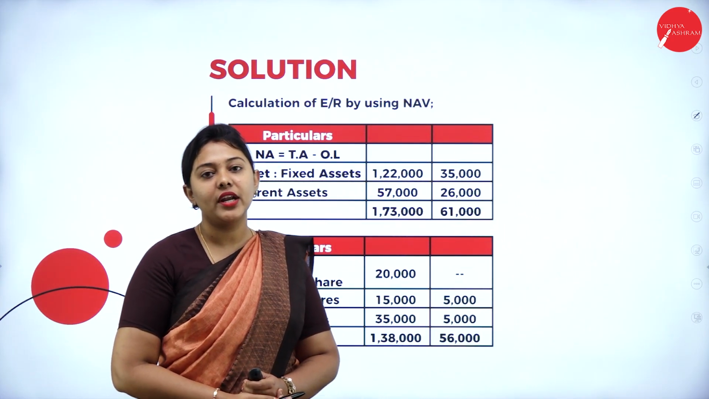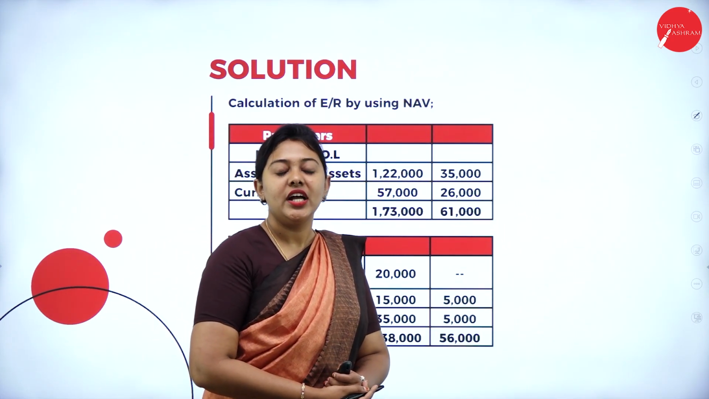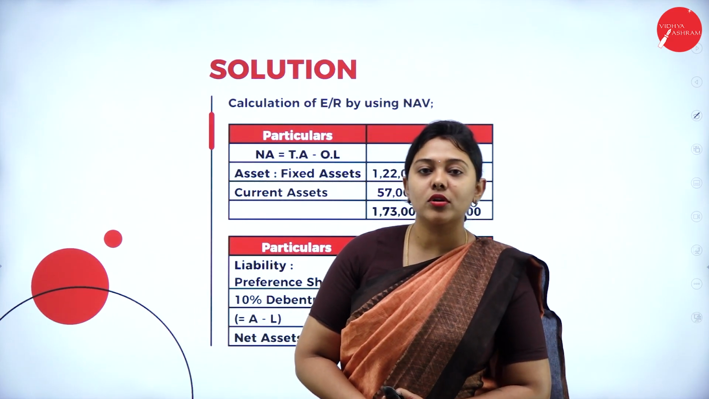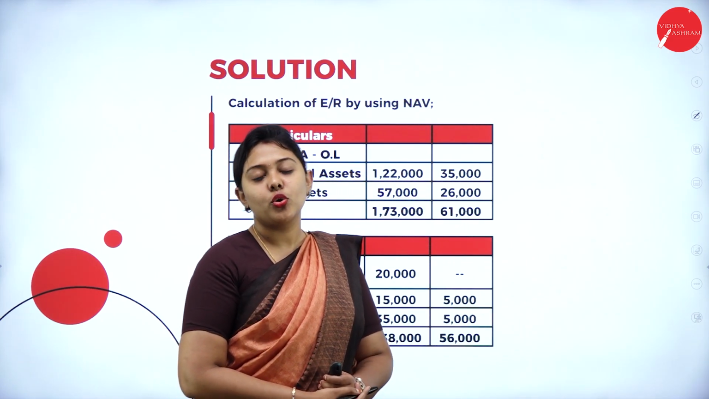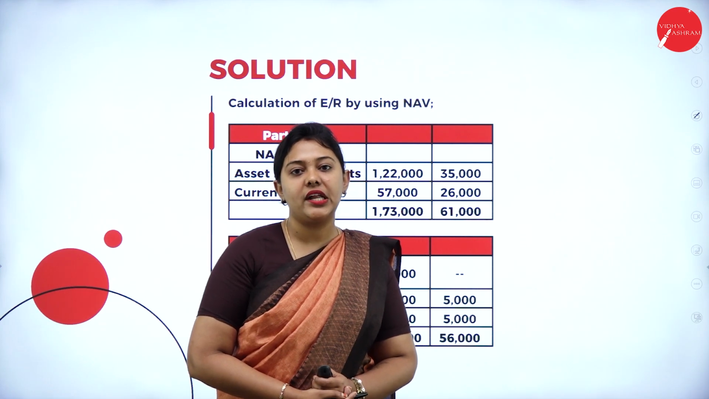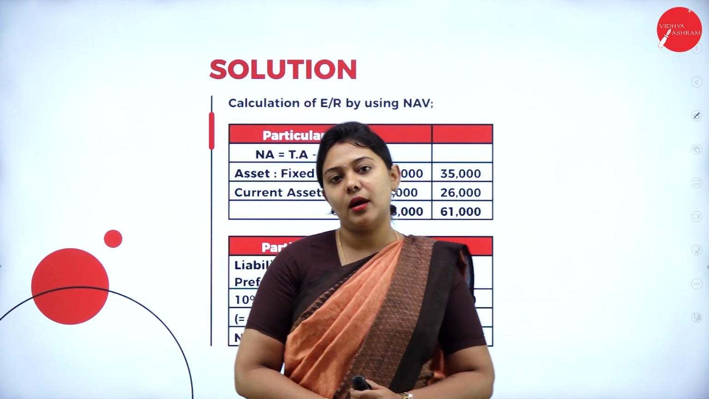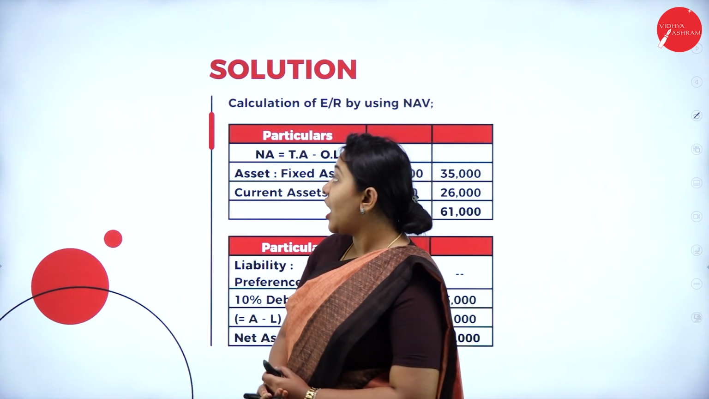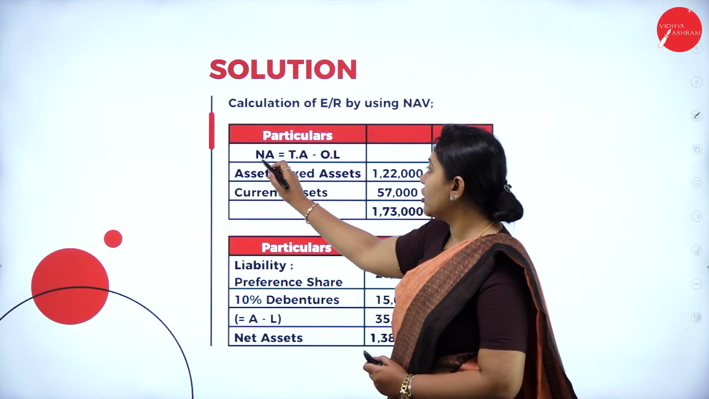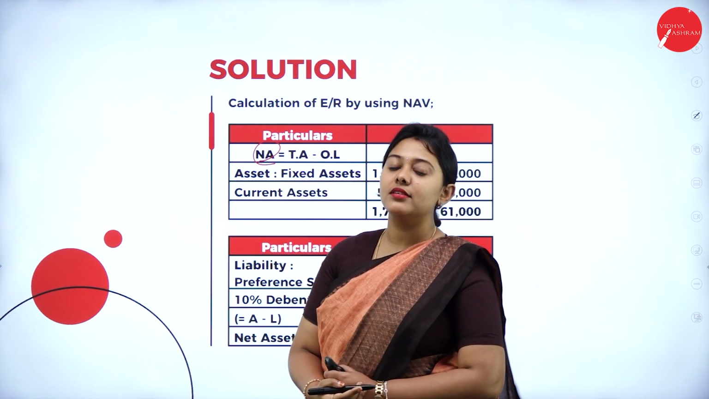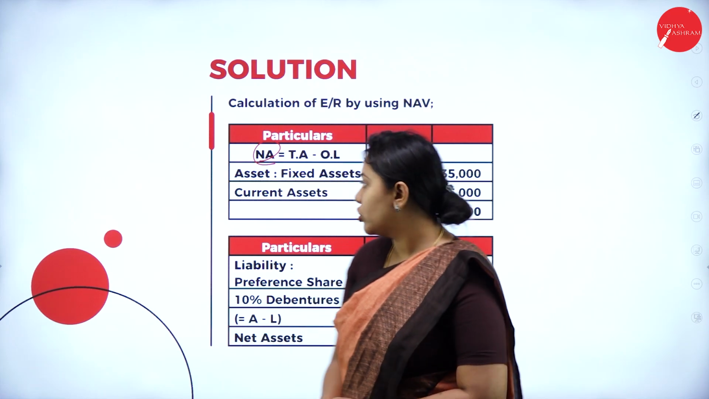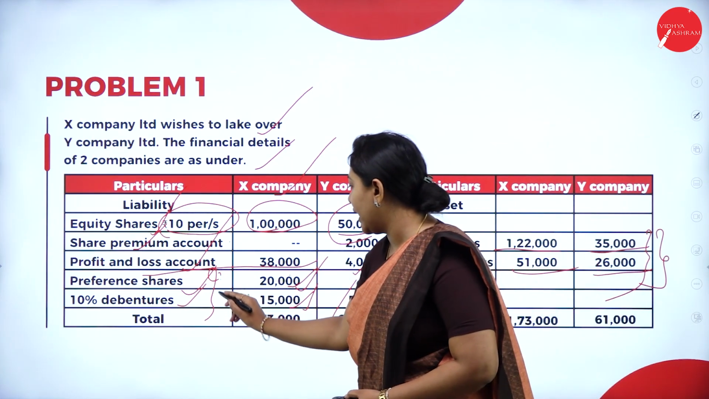We need to calculate the exchange ratio based on the net assets valuation method. What's the formula? Exchange ratio is equal to target company net assets divided by acquirer company net assets. How do you get your net assets? Total assets minus total liabilities. So your total assets, total liabilities.